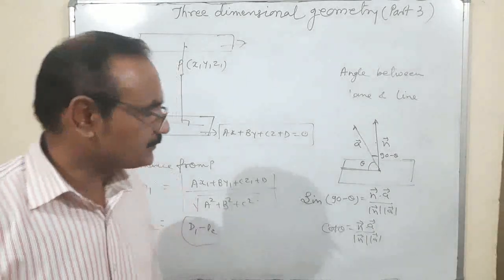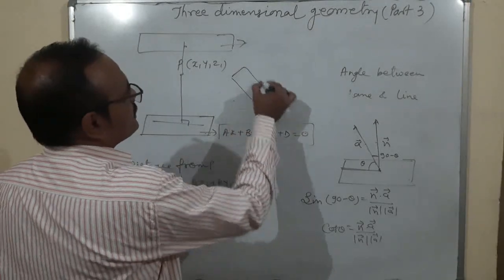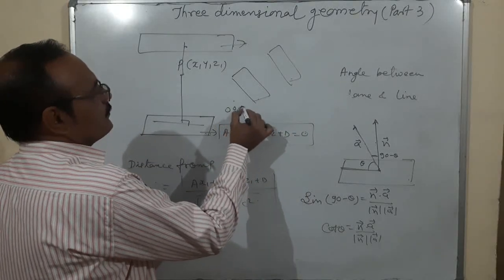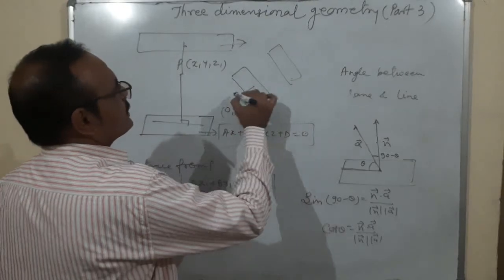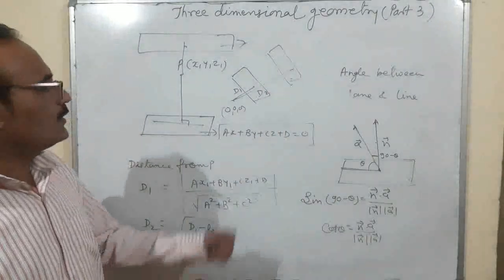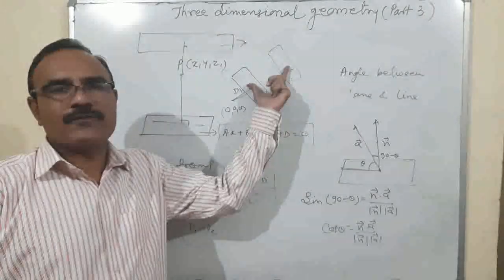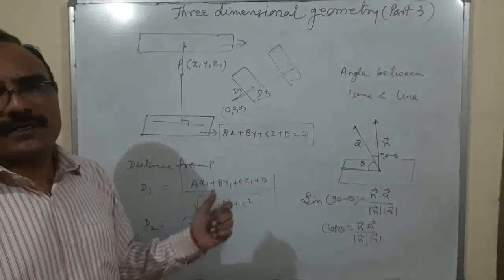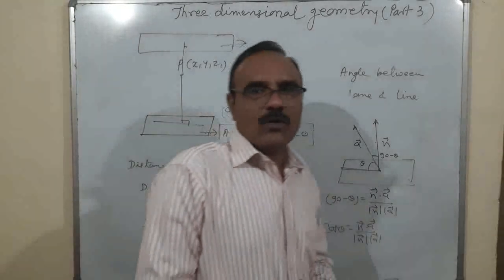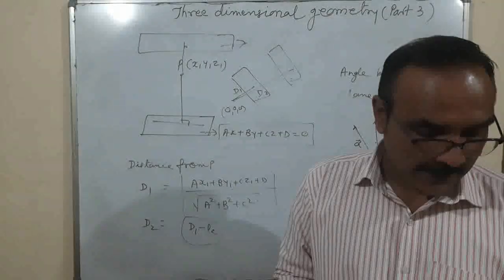Have you understood it? See, suppose this is the origin. One plane is here, second plane is here, and this is the origin. We are going to find the distance. So this is d1 and this is d2. We'll find the distance from the origin to d1, distance from the origin to d2, and their difference, d2 minus d1, is the distance between two planes. Is it okay? So these are all things which we have to understand before going to the exercise.